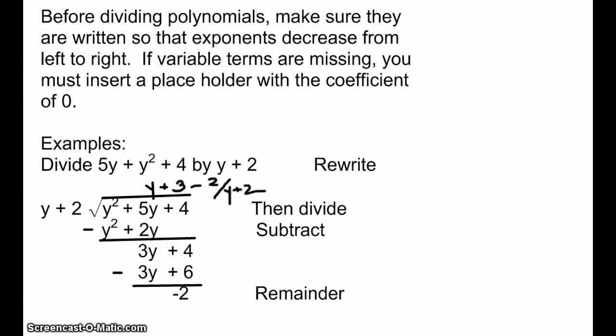So you might want to just pause this and take a look to make sure that you understand how I got y plus 3 minus 2 divided by y plus 2. The only thing that's different in this one is that the remainder is negative, a negative 2. So when you tack that onto the end of your answer, it's a minus 2 divided by y plus 2.